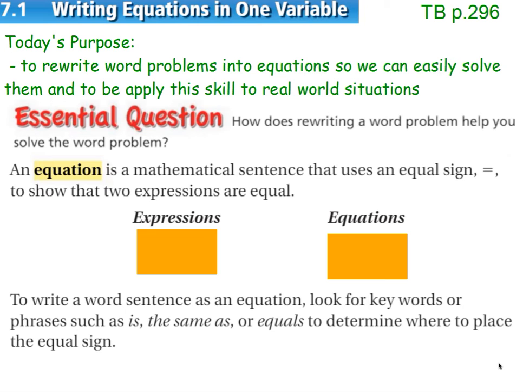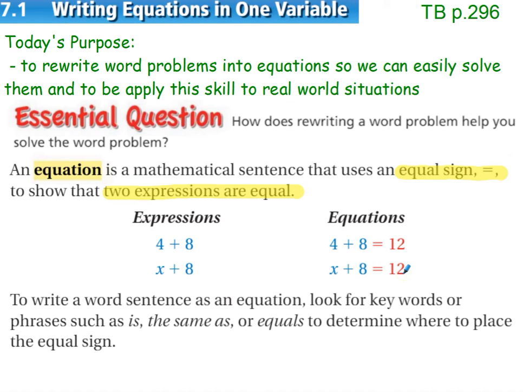First, I want to clarify the difference between expressions and equations. In Chapter 3, we talked about expressions such as 4 plus 8 and x plus 8. In this chapter, we're going to talk about equations. An equation is a mathematical sentence that uses an equal sign to show that two expressions are equal. So the big difference is that an expression is a single expression, but an equation takes two expressions and puts them together with an equal sign to show that they are equal or the same.